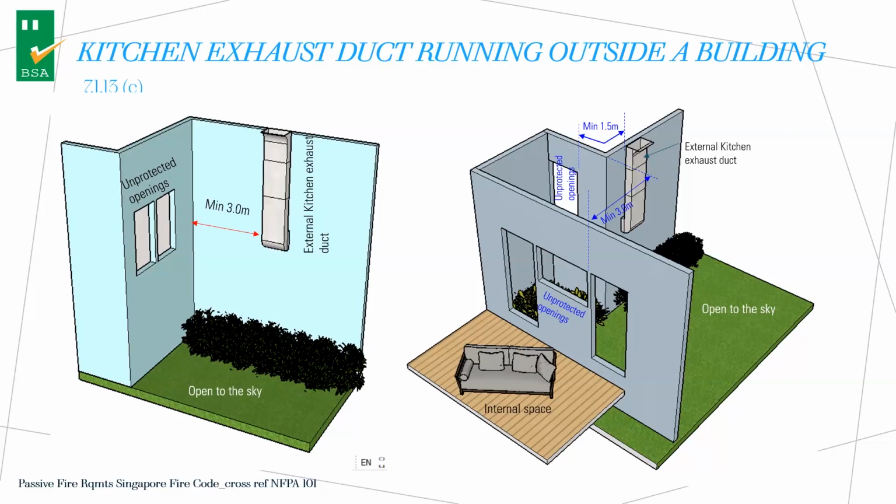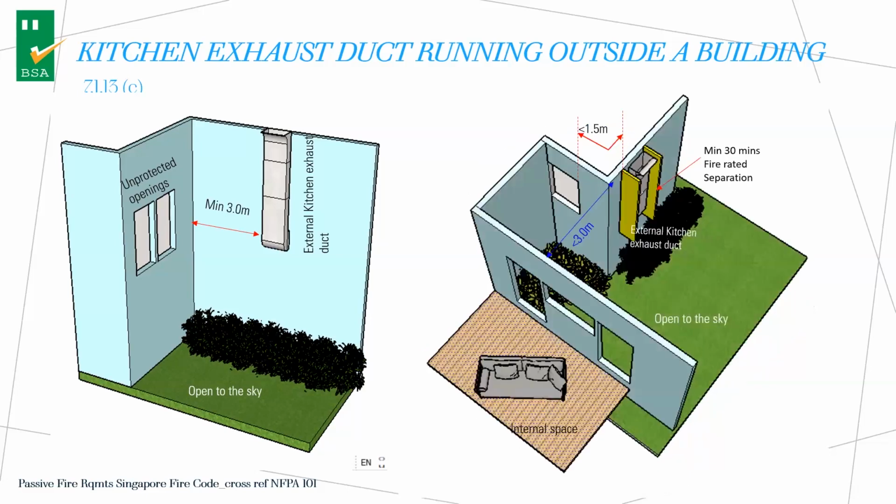All right. So the fire code actually gives some guidelines. You must not be too close to the opening. Minimum must be 3 meters. If it's at a corner, it must be minimum 1.5 meters. But it's not always possible. Sometimes the commercial kitchen of the restaurant has to run the duct in a certain way. So if it doesn't meet the requirement, then you need to protect this duct with a fire resistant enclosure.